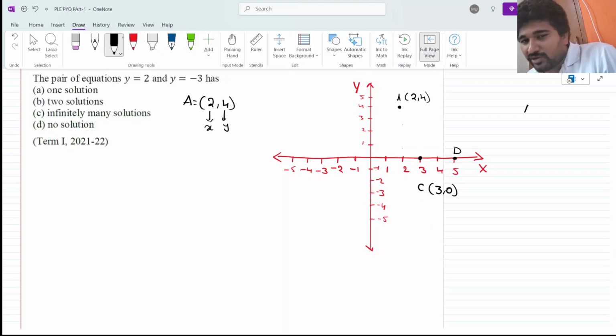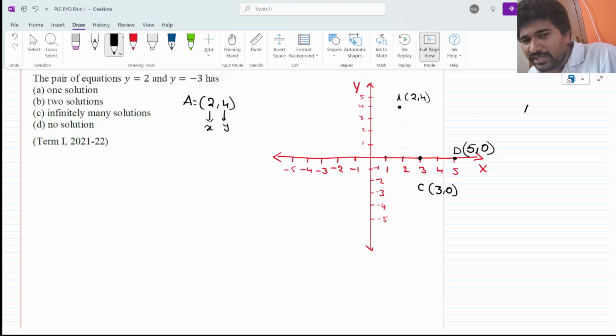Then what about this point? This D point's coordinates are 5, 0. Why 0, 5? Coordinates are 5, 0. Because only x is there. You didn't move any y distance at all. Only x distance you are moving. You are not moving any y distance. Are you clear with that?